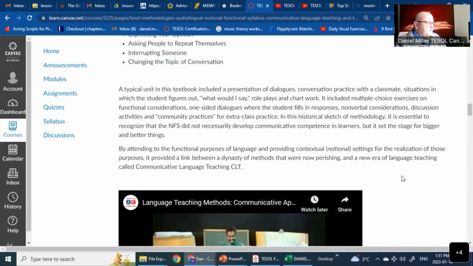So all of these different methodologies and approaches that we've looked at up to this point in time, the grammar translation method, the direct method, the ALM, the notional functional syllabus, all of these methodologies were not enough by themselves. They were not enough to be a complete language learning or language teaching experience.